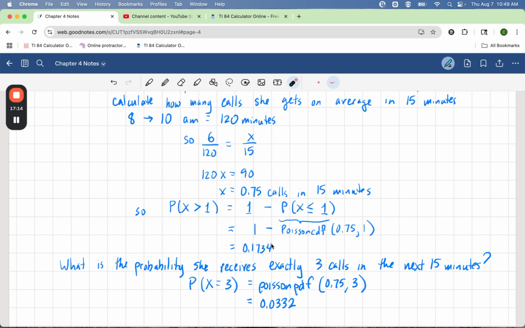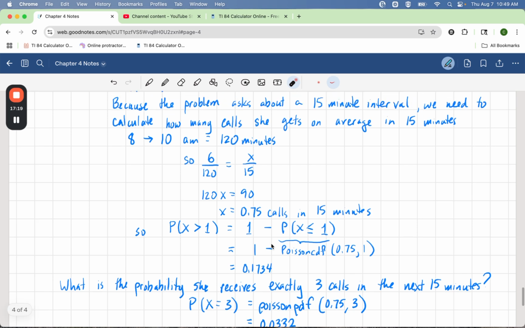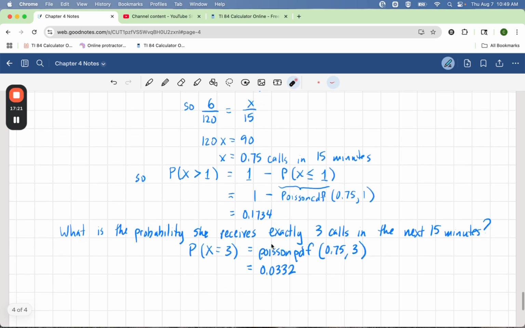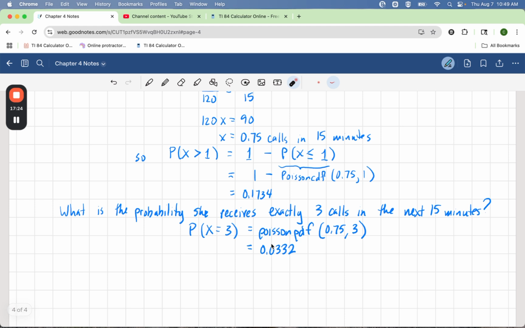17.34% of the time she expects to get more than one call on average in that 15 minutes. In the next 15 minutes, 17% of the time she's going to get more than one call.